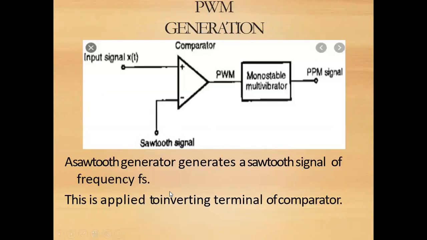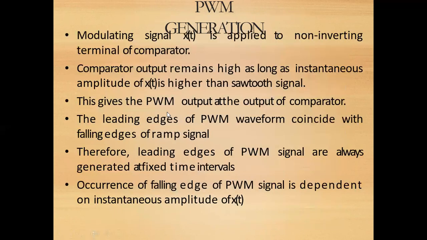Coming to PWM generation, a simple circuit we are observing here consists of a simple comparator and a monostable multivibrator. For the comparator, we are applying two inputs. One is the input signal, the other one is the sawtooth generator. The sawtooth generator will generate a sawtooth signal of frequency fs, and this is applied to the inverting terminal of the comparator. And then the input x(t) is applied to the non-inverting terminal of the comparator.